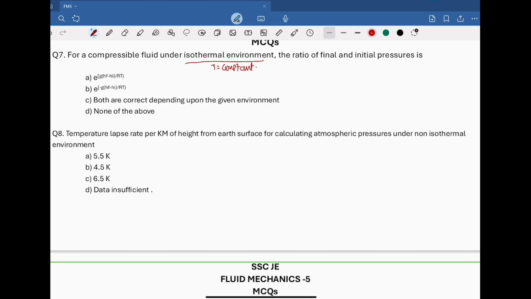When volume changes, density changes. With height also in the atmosphere, compressible fluids will be there, because the atmosphere is full of gases. Gases are highly compressible. Liquid is incompressible. When gases are highly compressible, we will get the ratio of final and initial pressures. Tell me, the ratio of final and initial pressures.